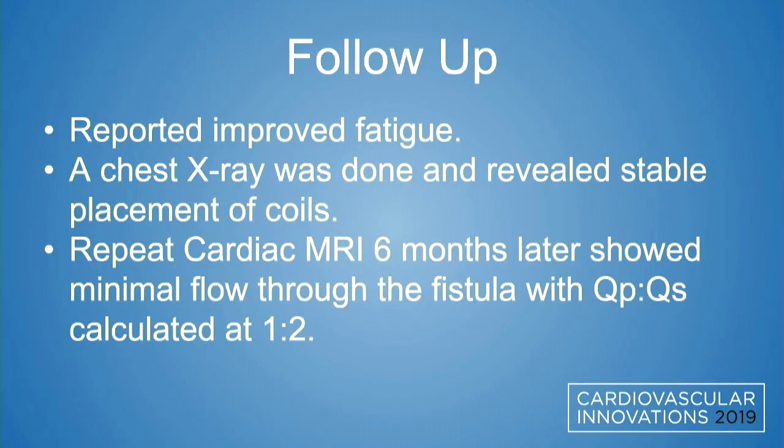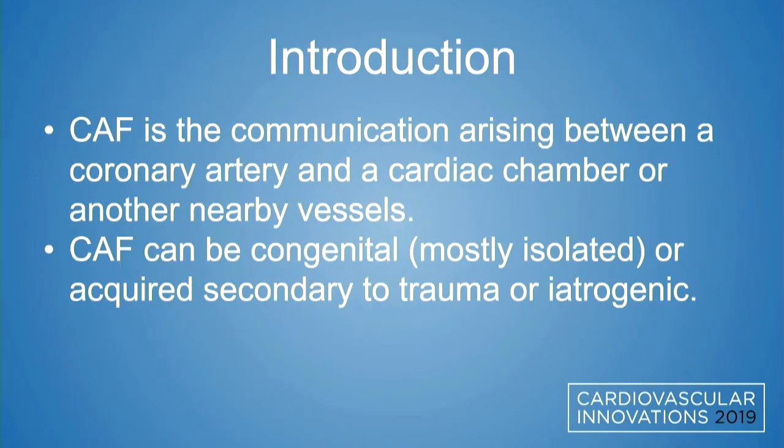Follow-up for the patient, he improved symptoms. Chest X-ray was stable with the coils placement. Repeat cardiac MRI 6 months later showed minimal flow through the fistula, and the shunt fraction was calculated at 1.2 from 1.7. So a little bit about coronary artery fistula.